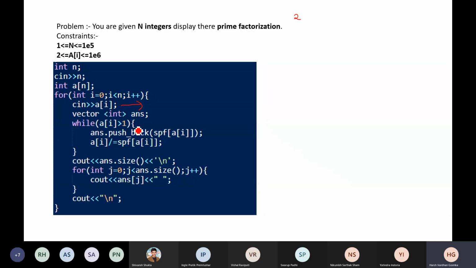So let's take a number like 20. Its smallest prime factor is 2. So I will divide it by 2. It becomes 10 and I'll push 2 into my answer. Then the smallest prime factor of 10 is also 2, so I'll divide it again by 2. Then it becomes 5. The smallest prime factor of 5 is itself, 5. So 2, 2, 5. So I have got my prime factorization: 2, 2, 5.